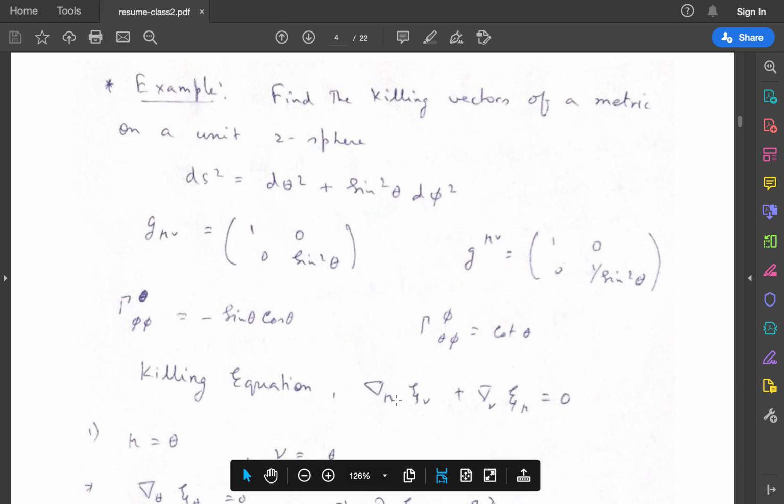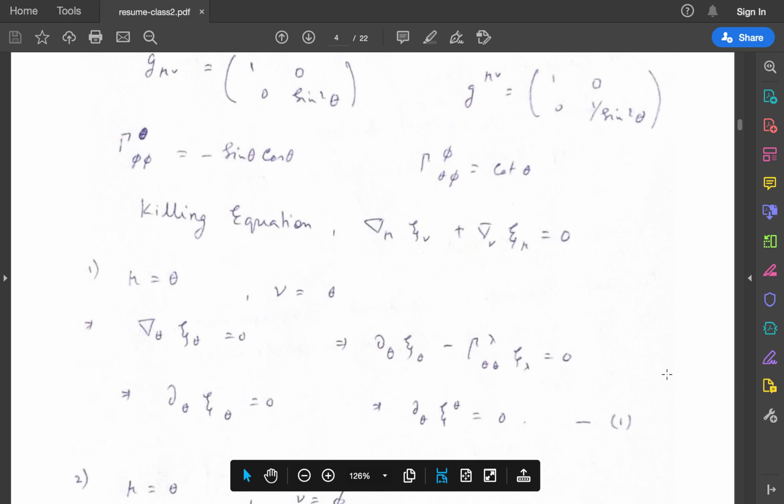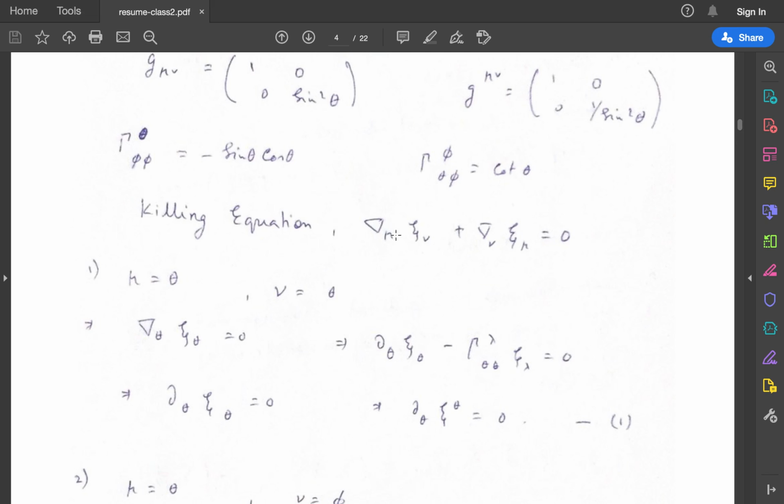We know that the Killing equation is grad mu zeta nu plus grad nu zeta mu equal to 0. Here we have two coordinates, theta and phi. So let us first choose that both mu and nu are theta. This you can always assume. If I choose this, it only gives us one term, because this is the same term repeating itself. So grad theta zeta theta equal to 0.